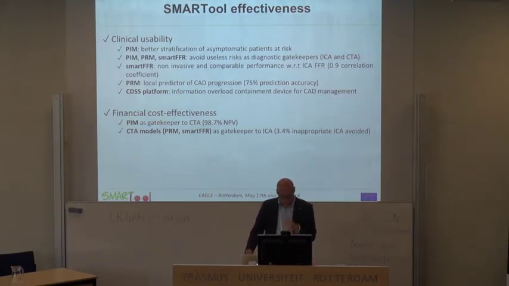And the most important thing is that the CTA-derived models, so the plaque growth predictor and the smart FFR, as gatekeepers, they can save at least 3.5% of inappropriate ICA, so a big cost saver. So that's it.